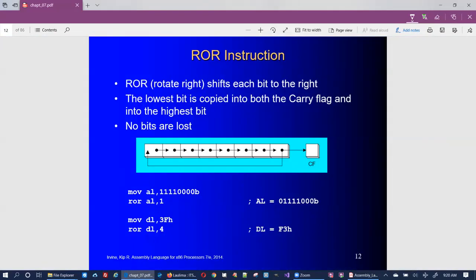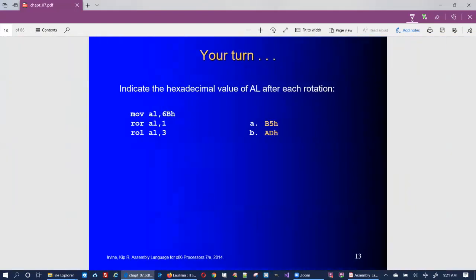For rotate right, they all go down once. The lowest order bit goes into the carry, but the lowest order bit also wraps around and goes into the highest order bit. So you can try those out with these two examples.